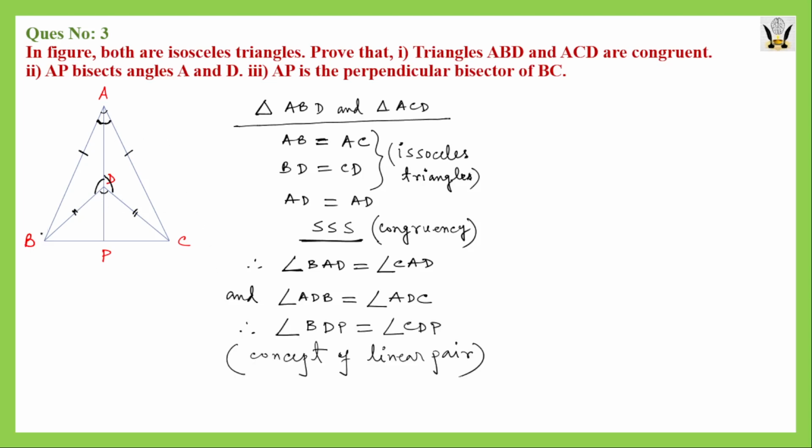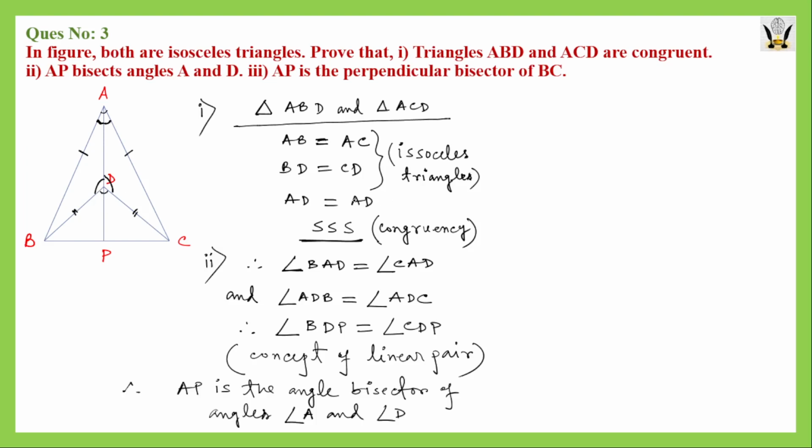And since these two angles BAD and CAD are same, we can say this side AD or maybe AP bisects this angle BAC, or angle A. So this AP is the angle bisector of angle A, and at the same time BDP is equal to CDP. So again we can say AP is the angle bisector for which angle? BDC, or straightforward we can say angle D. So the first two parts have already been proved.